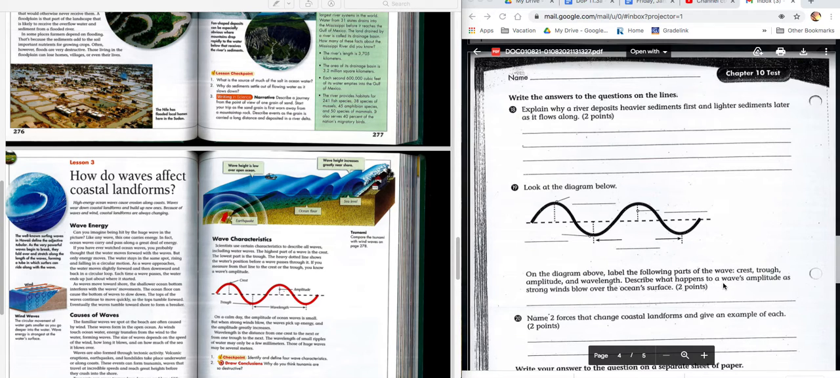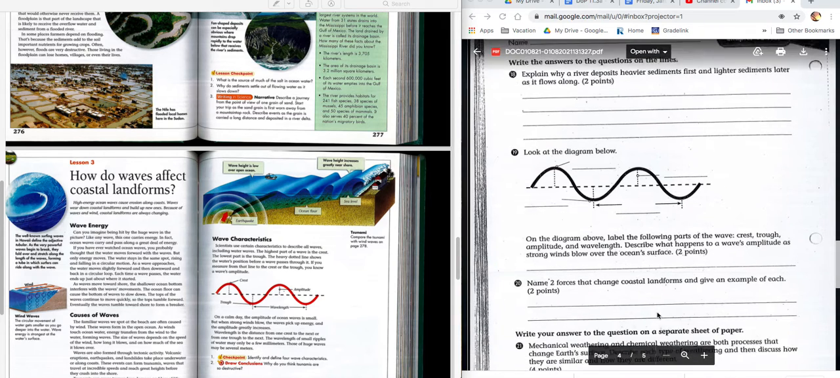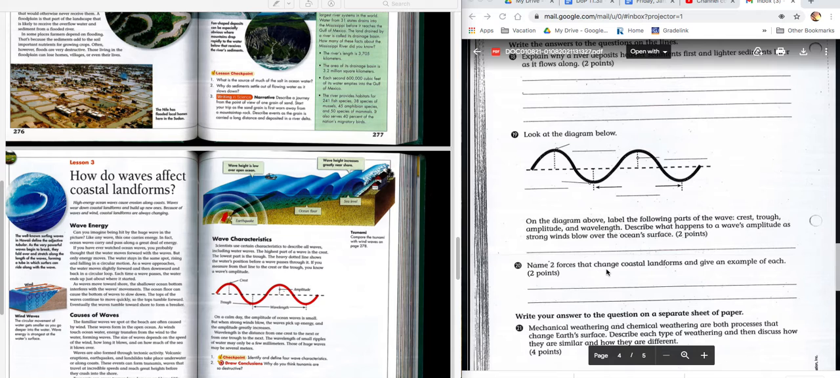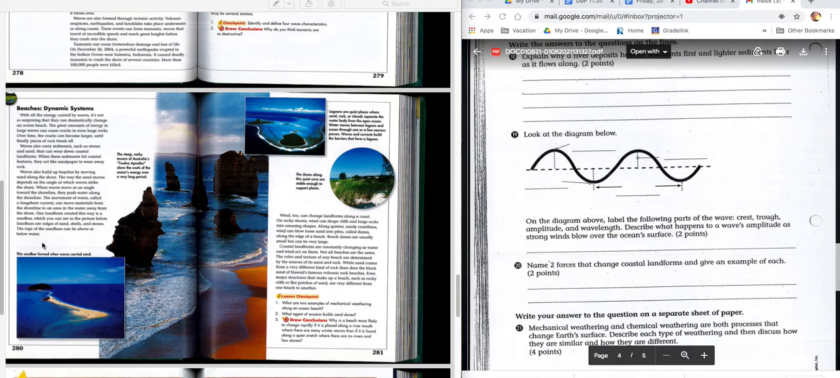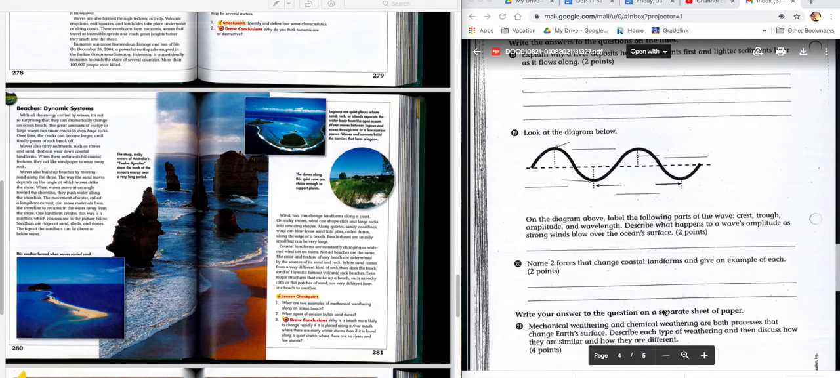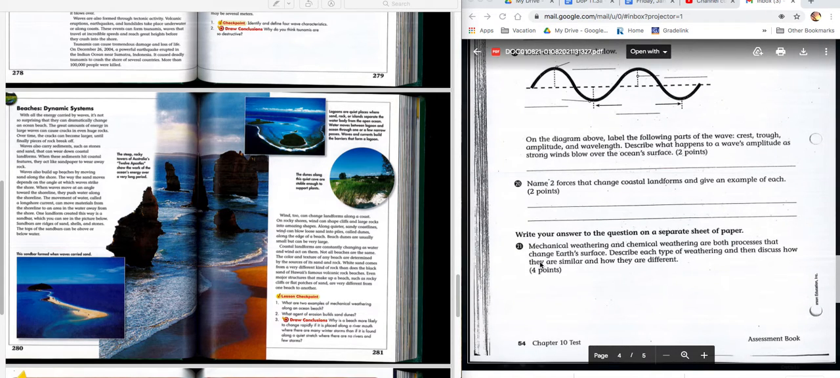Number 2, describe what happens to the wave's amplitude as strong winds blow over the ocean. So if the winds are strong, your job is to write on this line, does amplitude get bigger or does amplitude get smaller? Number 2, name 2 forces that change coastal landforms and give an example of each. That's the next page here. One thing that changes the coast, the second thing that changes the coast. And then they have in there the 2 words or deposits that they have. So 1, 2.